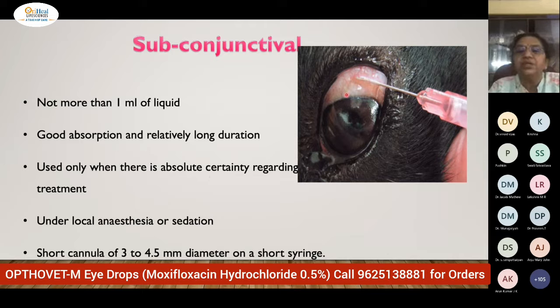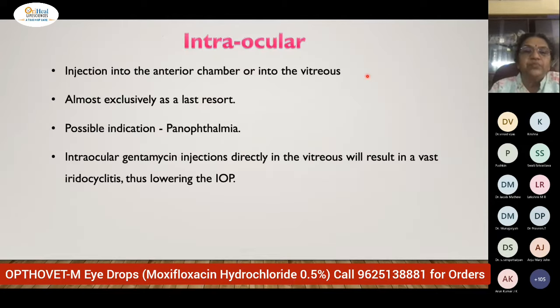For example, if the conjunctiva is not inflamed, only then you are supposed to give a subconjunctival injection. In an inflamed conjunctiva, never administer any subconjunctival injection. Sometimes you can use a cannula, or if you are very careful, you can use a hypodermic needle also. Normally we put topical anesthesia with proparacaine and then give the subconjunctival injection.